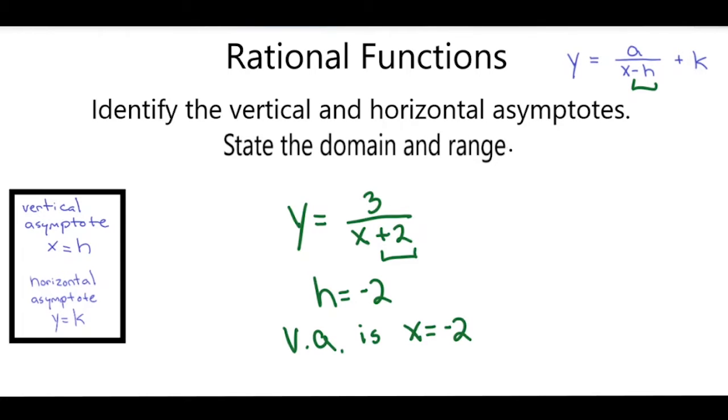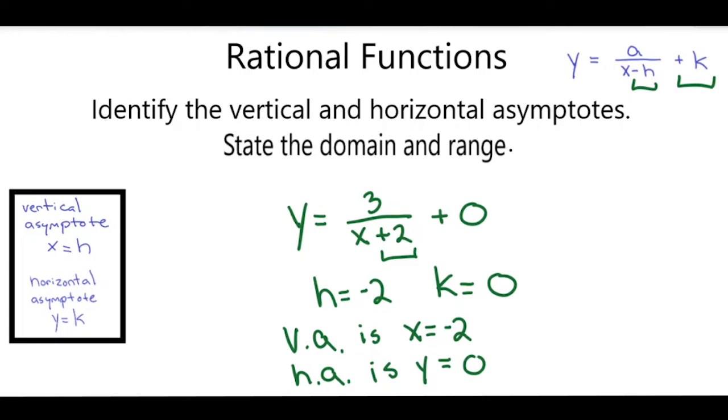Also notice that k is whatever is out here and off to the side. And since there's nothing being added to this fraction, I can say this is plus 0. And that means that k is 0. And that means that my horizontal asymptote is y equals 0.